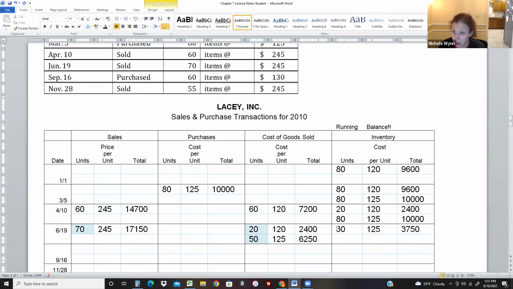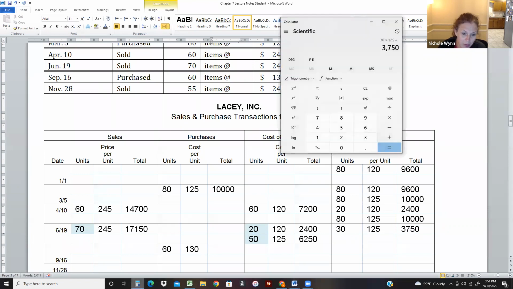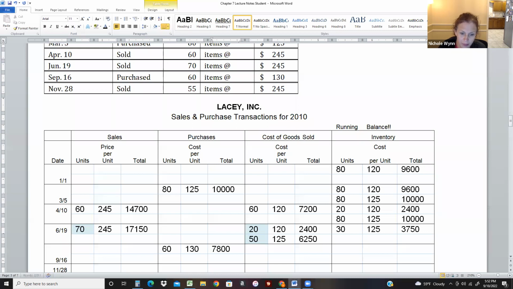So I'm running low on units. I only have 30 left. So looks like I'm going to run out and I'm going to buy some more units. So on September 16th, I'm going to purchase 60 units at 130. More inflation. 60 times 130 is 7,800.